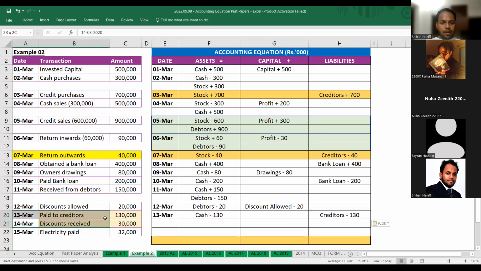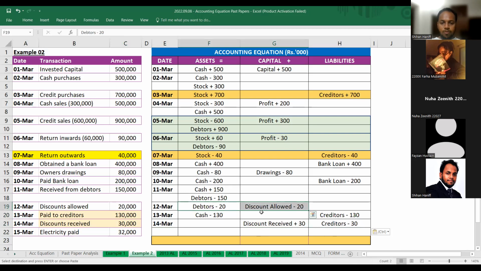Fourteenth is discount received. We are getting a discount from the creditor. So it is an income. Remember, discount allowed is an expense. Discount received is an income from the creditor. So income increase, capital increase, creditor decrease.